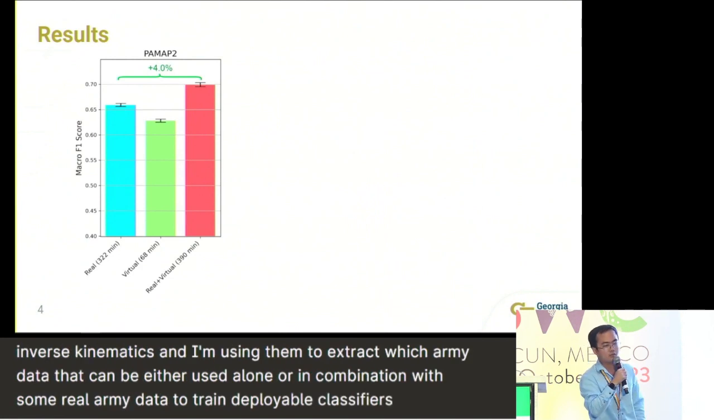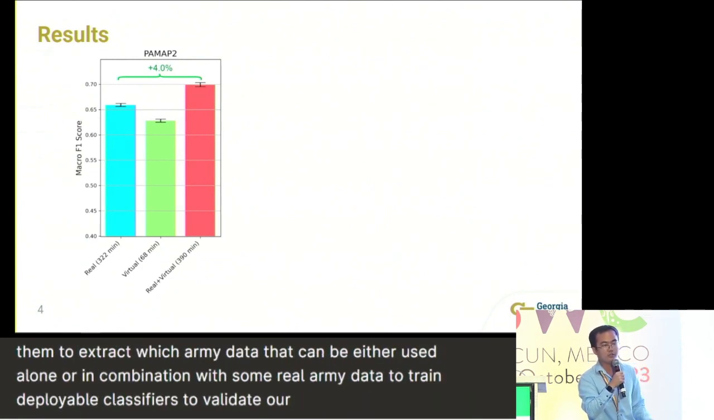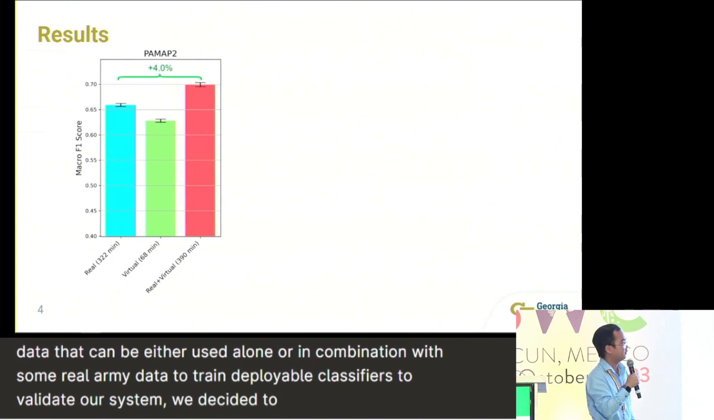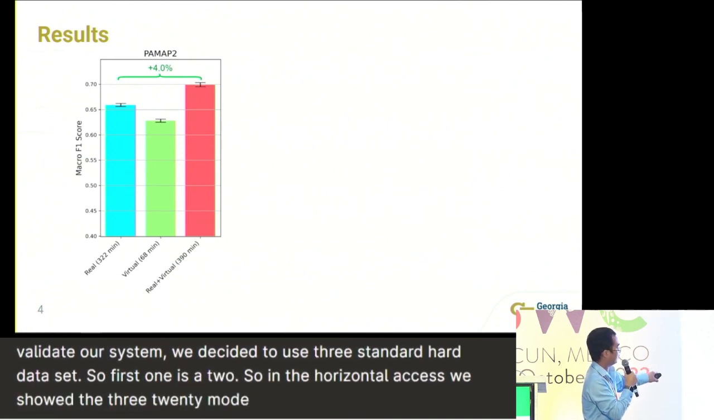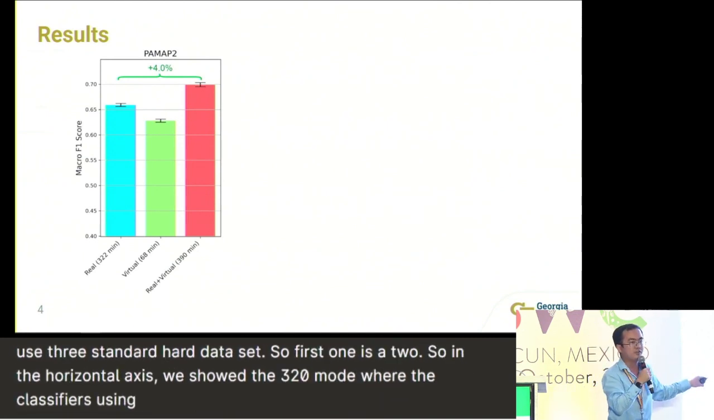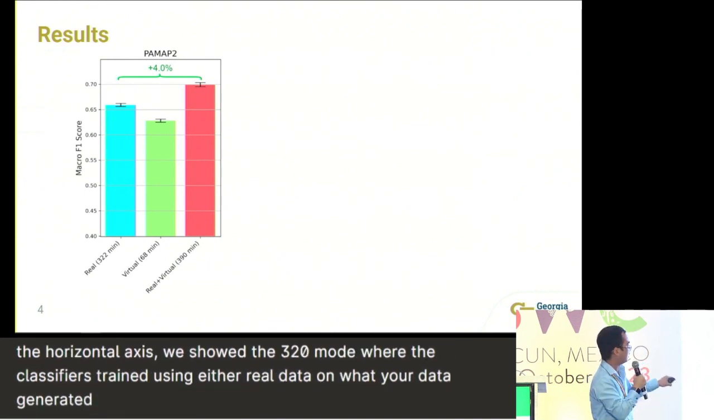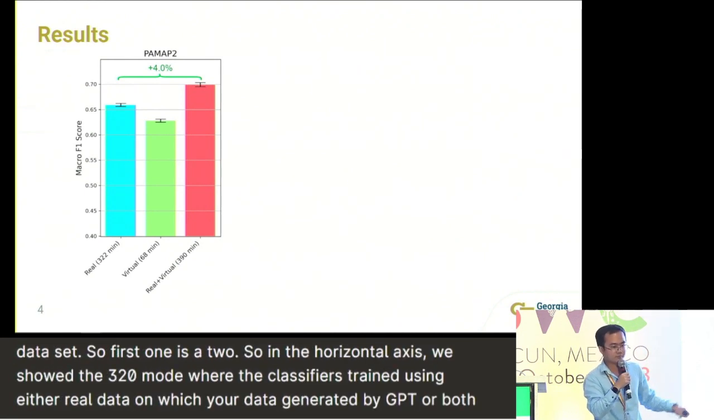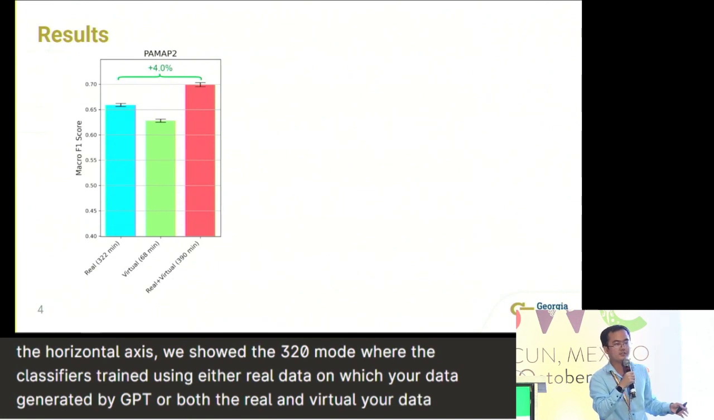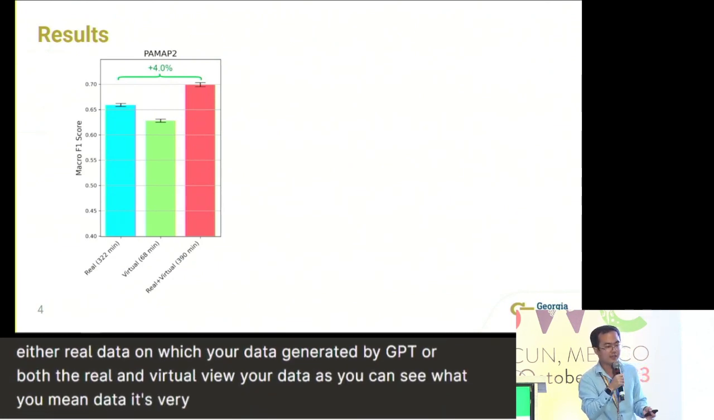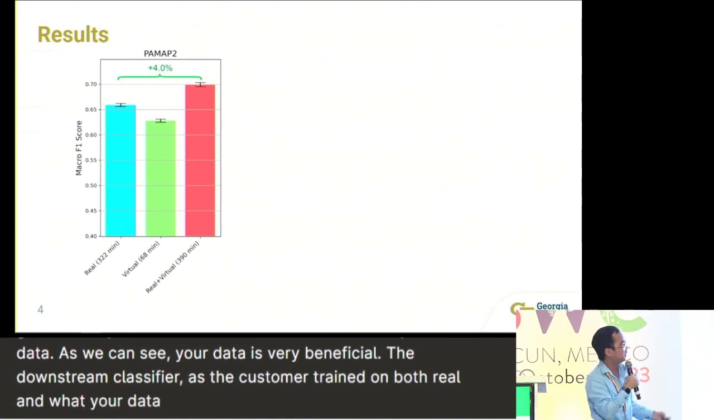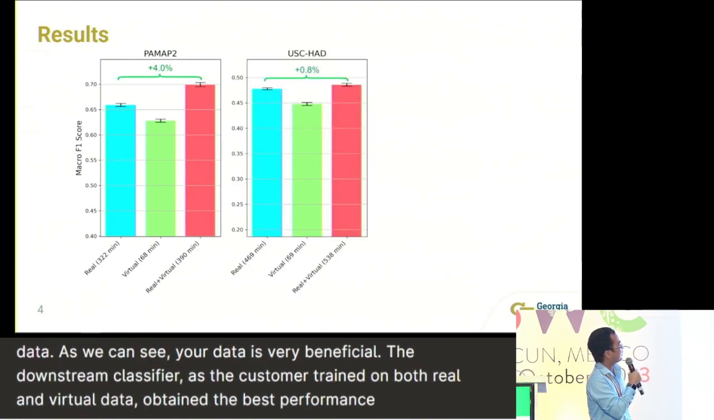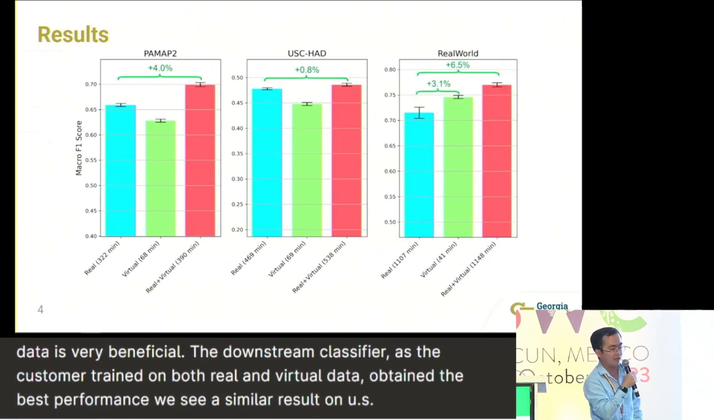To validate our system, we decided to use 3 standard HAR datasets. The first one is PAMAP2. On the horizontal axis, we show the 3 training modes where a classifier is trained using either real data only, virtual data only generated by IMU GPT, or both the real and virtual IMU data. As we can see, the virtual IMU data is very beneficial to the downstream classifier, as the classifier trained on both real and virtual data obtained the best performance. We see a similar result on USC and on RealWorld as well.